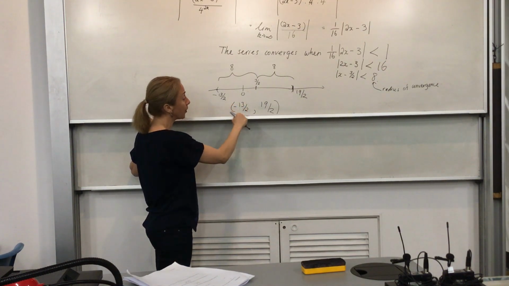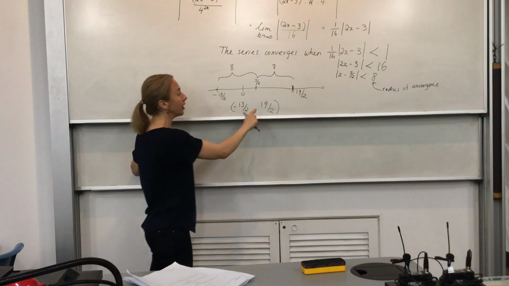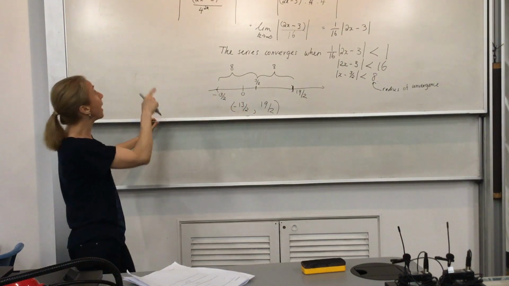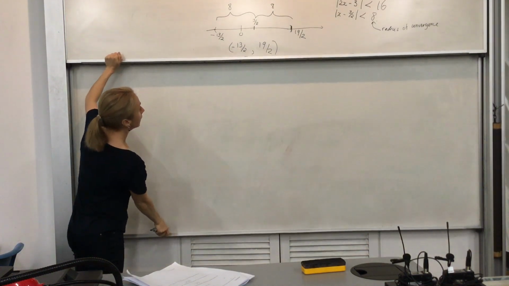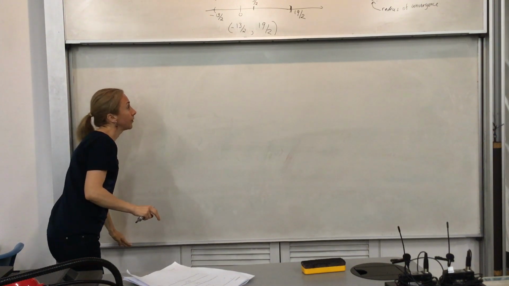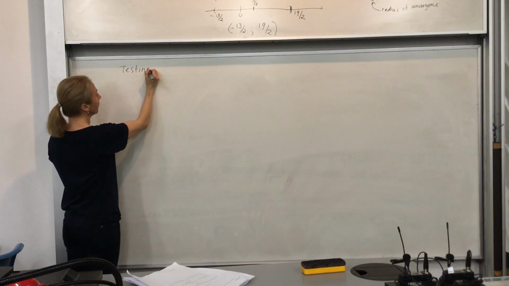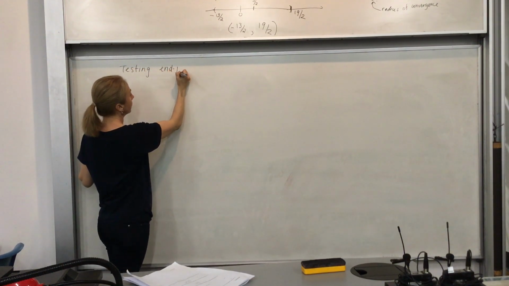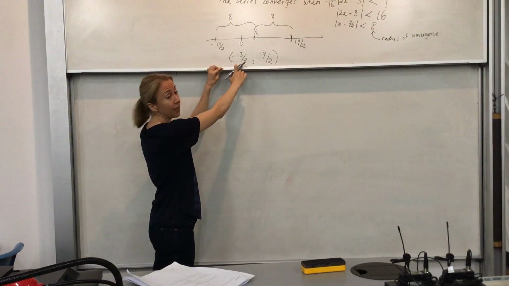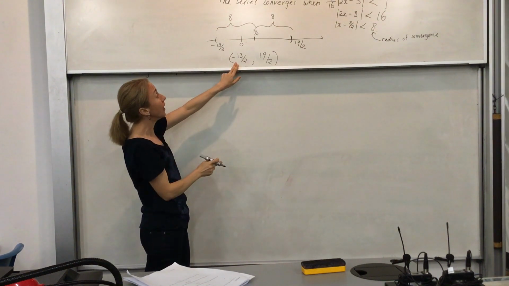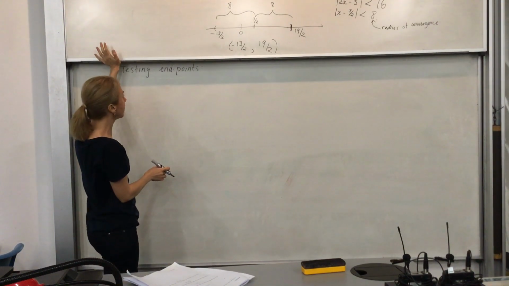So what we're going to do is substitute x equals minus 13/2 firstly, and then later x equals 19/2, back into the series itself. So let's do that now. So we're testing our endpoints. Let me start with the leftmost endpoint, x equals minus 13/2. We want to know if the series converges at that point or not, to see if it should be included in the interval or not.